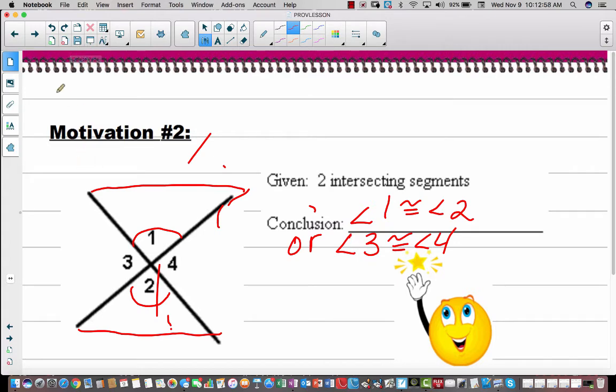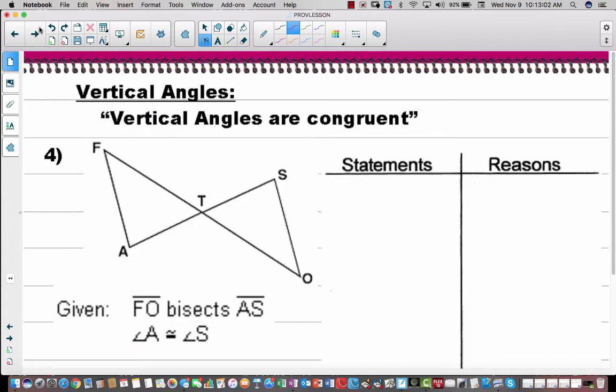Let's take a look at it in an actual formal proof. So here we have again the quotes is what's in the reasons column. Vertical angles are congruent. Let's see how and when it's used. According to the givens here, we have a clear indication that we have a line being bisected. So FO is actually cutting AS in equal halves. So AS is being cut in half. So we have to first clearly state that T is the midpoint of AS. Then AT would become congruent to TS.